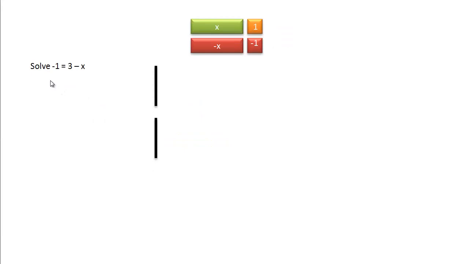For our last example, we're asked to solve -1 equals 3 minus x. So we grab a -1 tile and put it on the left side of the equation. And then we need 3 positive 1 tiles on the right. And we need a negative x tile on the right as well.